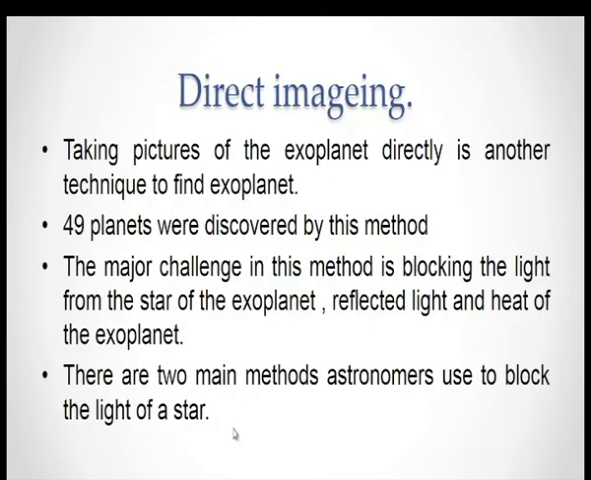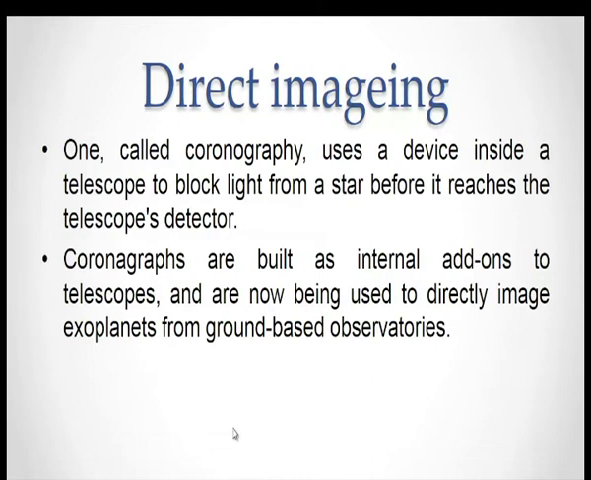So if the exoplanet is far away from the star, then they can use some method of preventing the light from the star and photographing the exoplanet. There are two main methods astronomers use to block the light of a star. One method is coronagraphy. In this, a device is used inside a telescope to block light from a star before it reaches the telescope's detector.